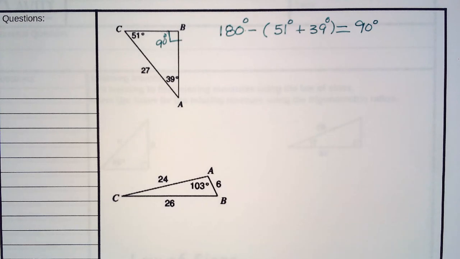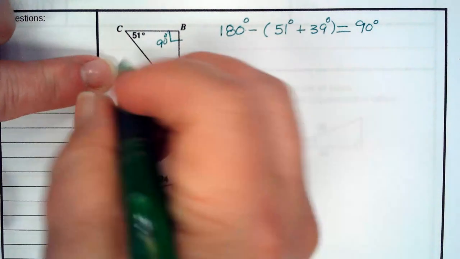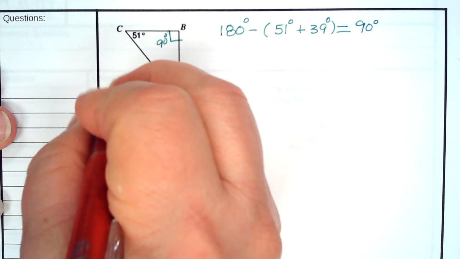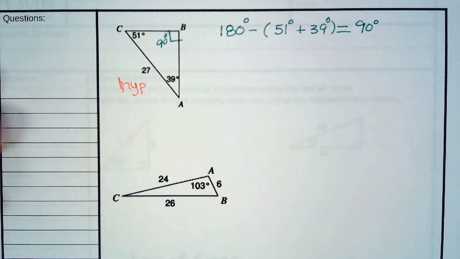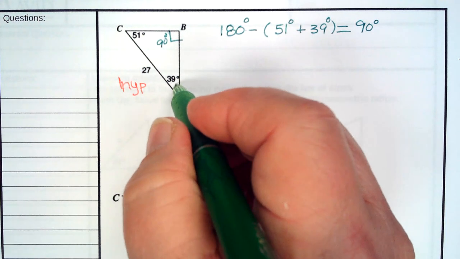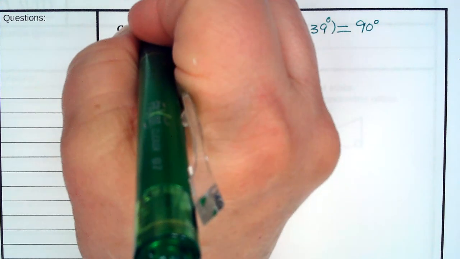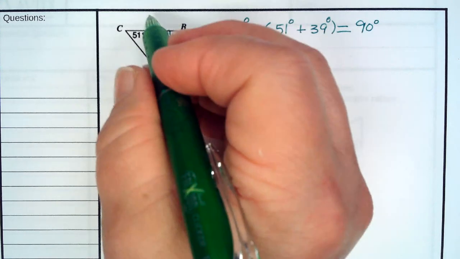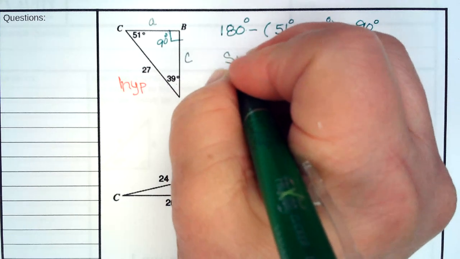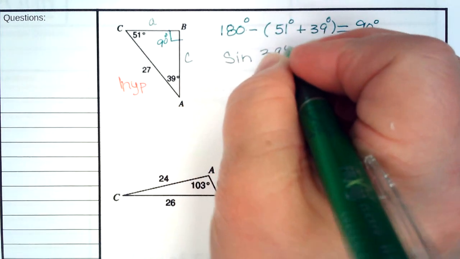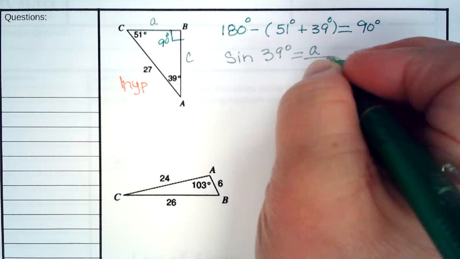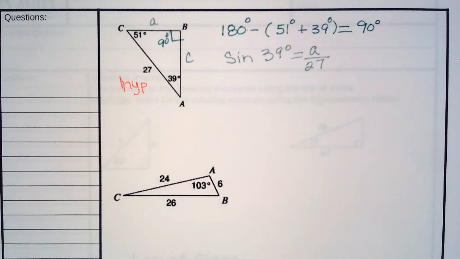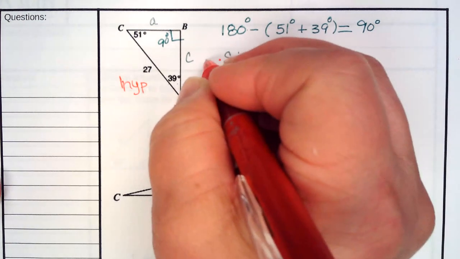So I've got the hypotenuse. I'm going to use either sine or cosine to find those missing measures. If I'm at angle 39, this will be side A and this will be side C. So 39, my hypotenuse, and my opposite is sine. So the sine of 39 degrees is equal to A divided by 27. I've divided by 27. How do I undo that? Multiply by 27.